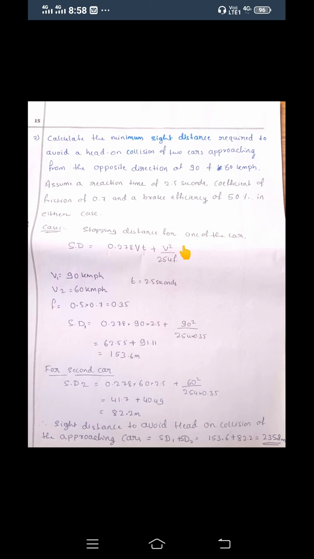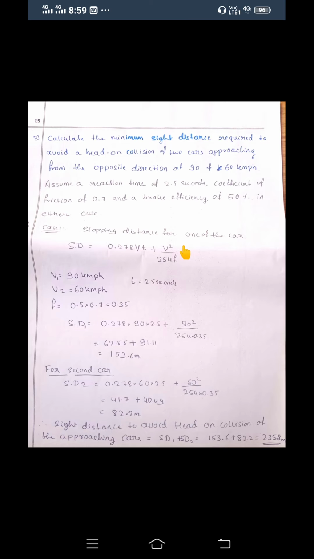So what is the reaction time? That is small t, equal to 2.5 seconds, and the coefficient of friction is 0.7. Coefficient of friction, that is the friction between the vehicle's tire and the road, is 0.7, and the brake efficiency is 50% in either case. So the efficiency of the brake is 50%.